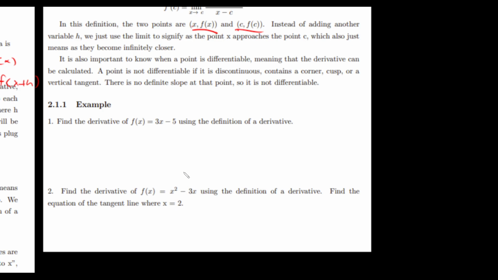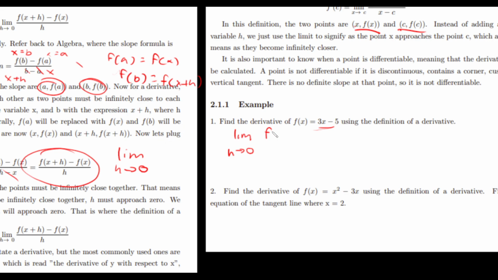Now we're gonna use our definition of a derivative to solve some of these problems. So we're trying to find the derivative of the function 3x minus 5. I'm going to write down our formula first. I'm just going to copy that down.